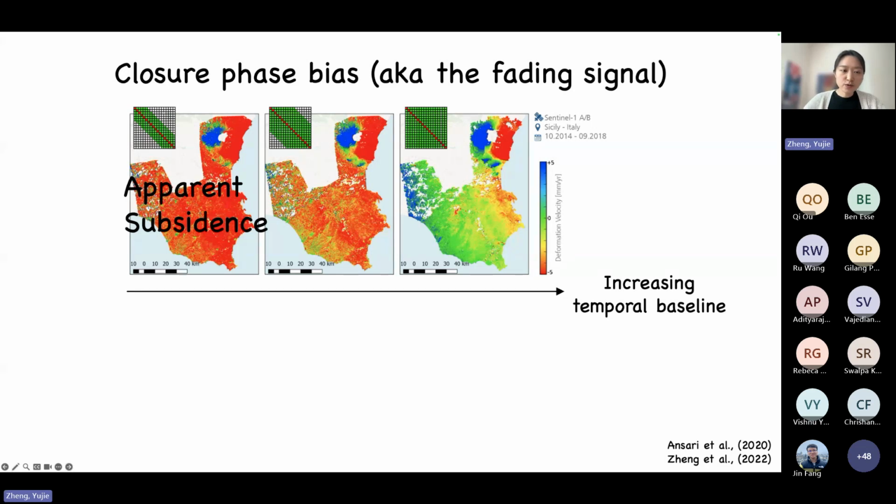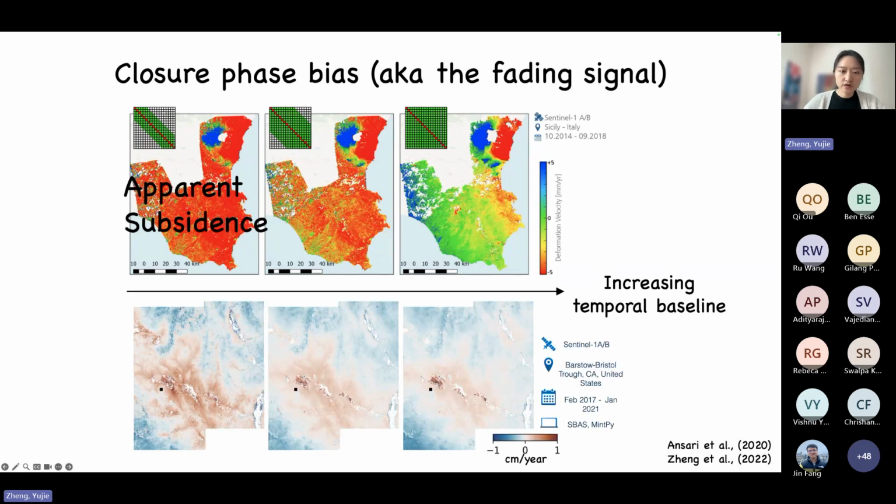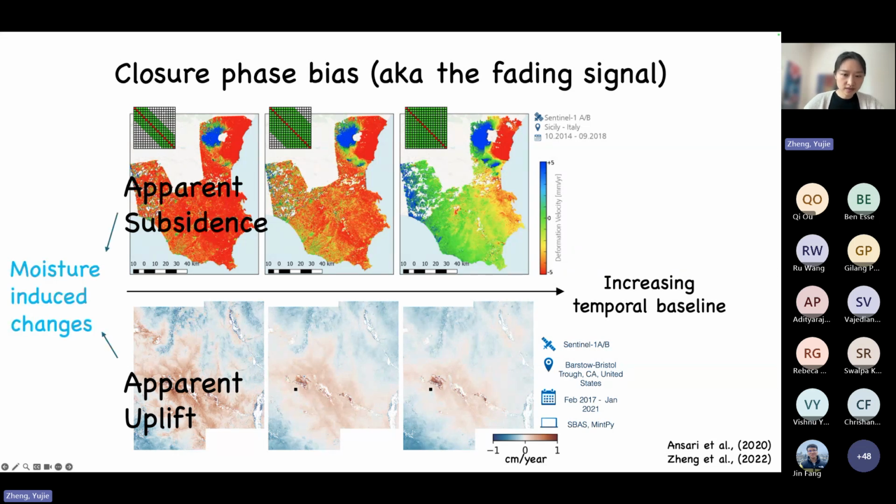When we repeat the same experiment over the Mojave Desert in California, we observed a very similar baseline-dependent behavior, but this time we actually saw apparent uplift. So we now understand that these so-called fading signals are not a processing artifact exclusive to the short baseline approach. They really reflect physically meaningful moisture-induced changes in the soil.